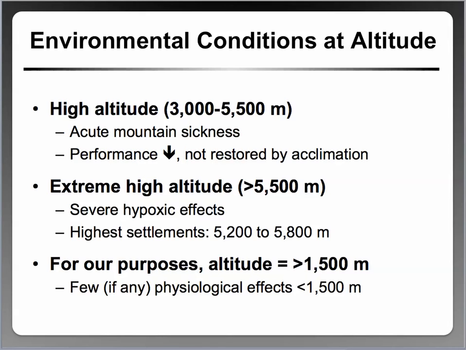So, for the purposes of your textbook, we're going to say that altitude is defined as anything over 1,500 meters, or right around 5,000 feet. And the reason for this is because there are few physiological effects below that altitude.